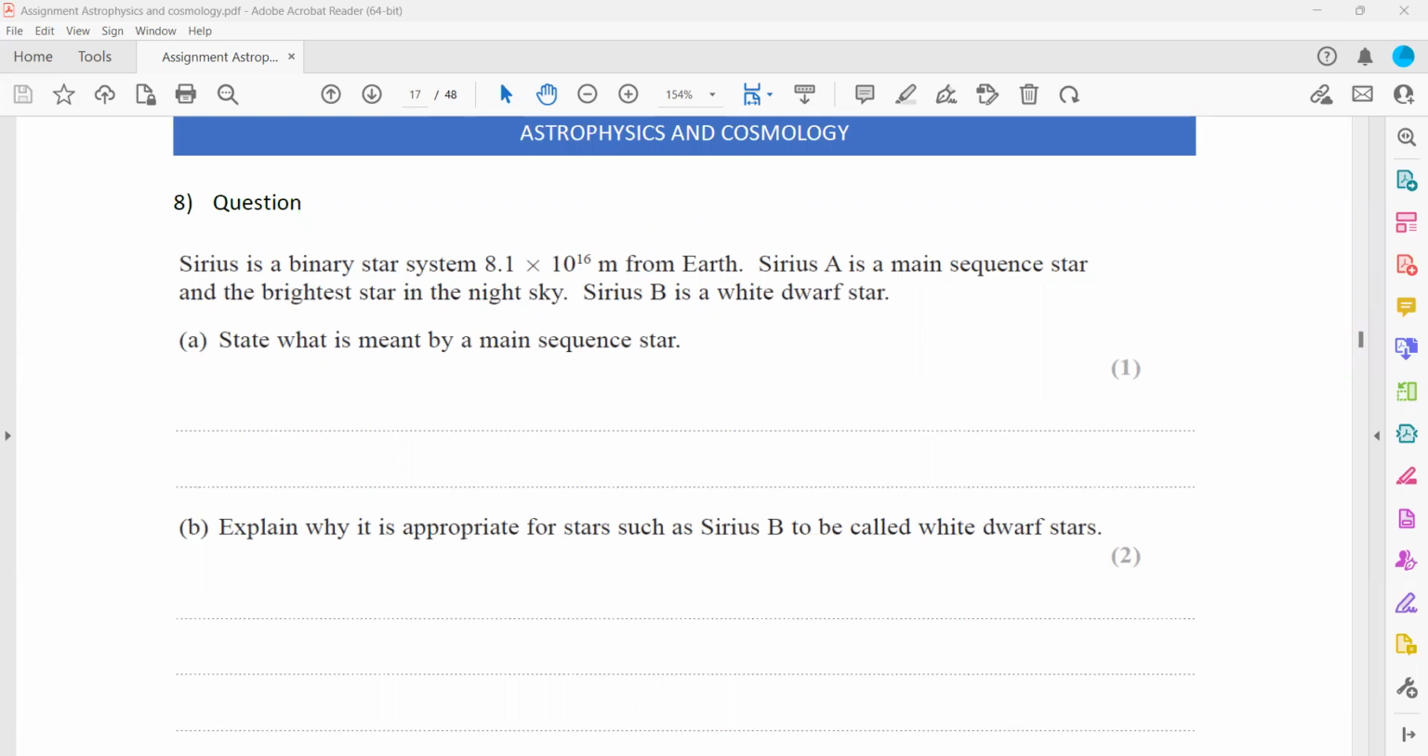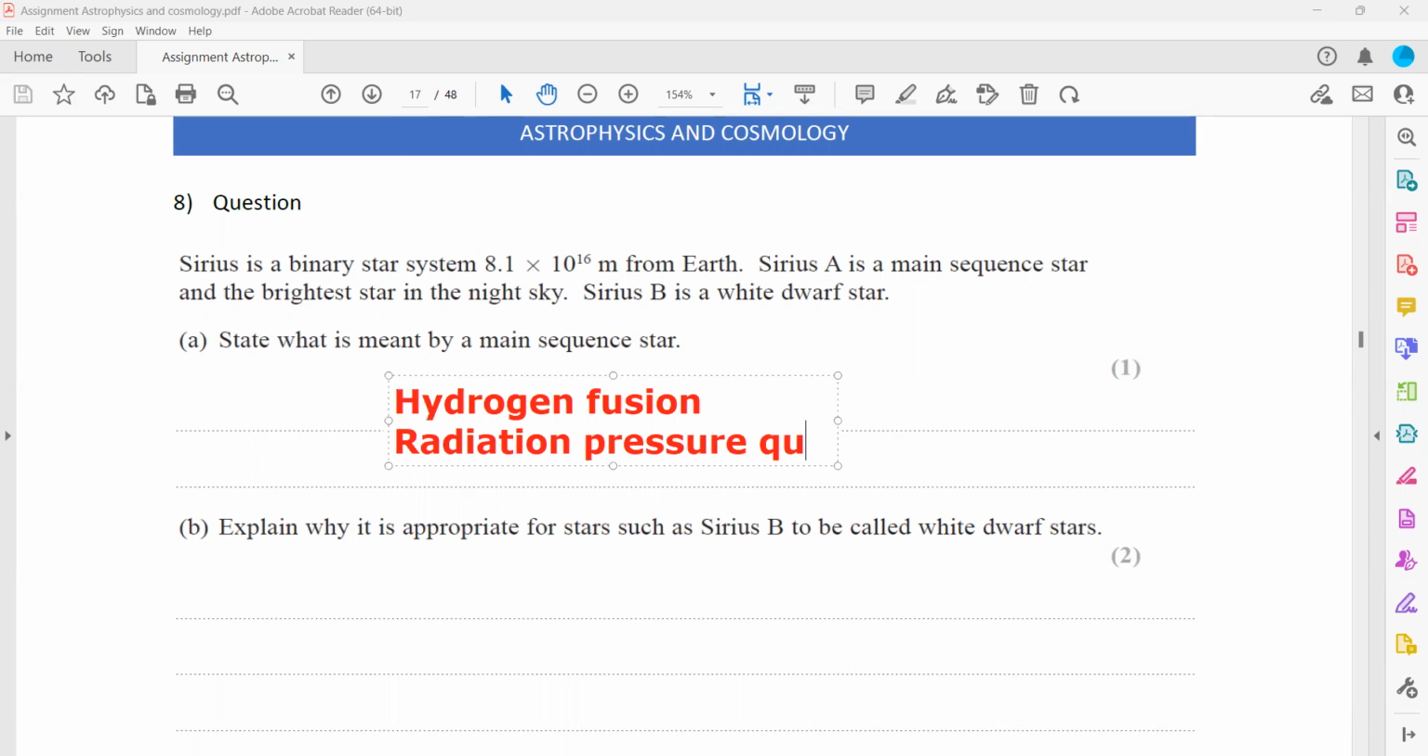The star that undergoes hydrogen fusion, and the radiation pressure equals the gravitational force, so it does not change its size. So the main sequence star is the star which undergoes hydrogen fusion, and its radiation pressure equals the gravitational force.